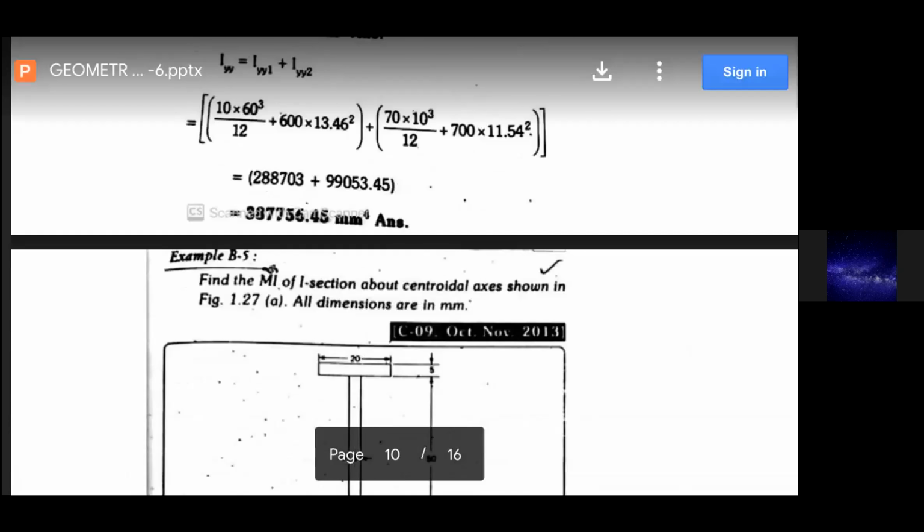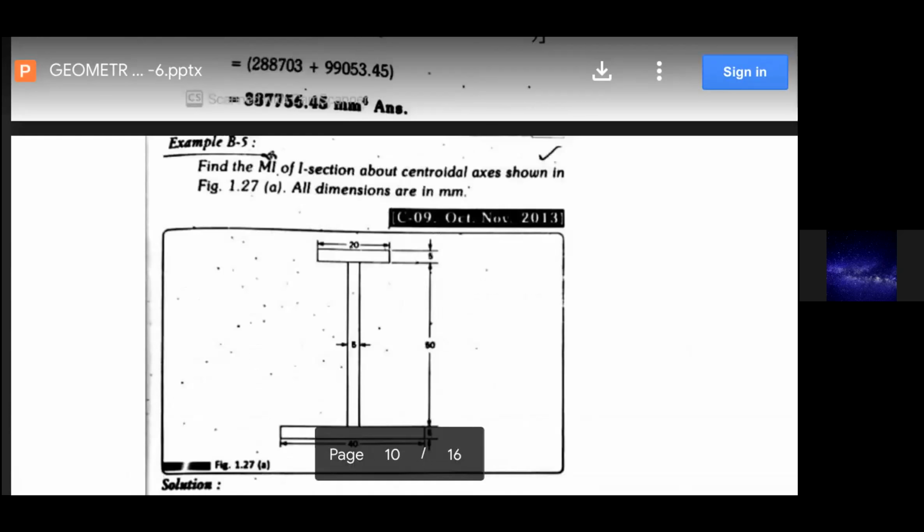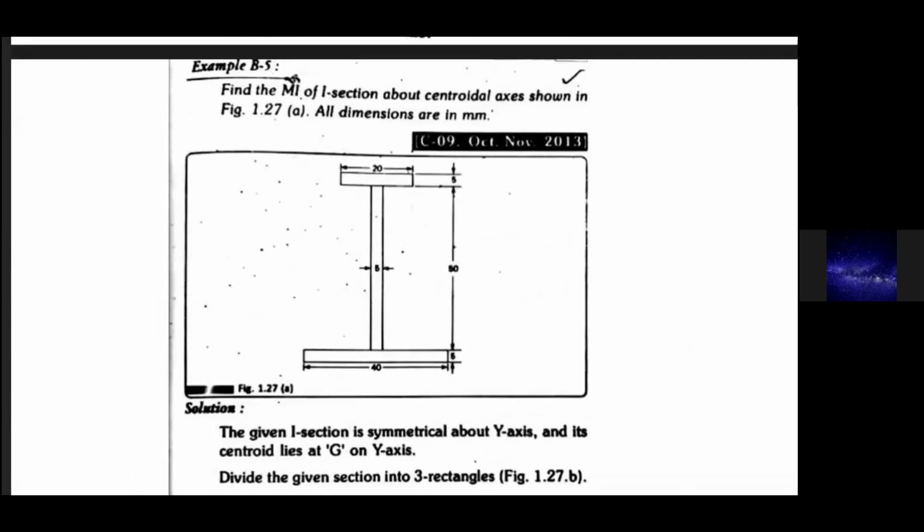Okay, next and last problem. This is also an I section. Find the moment of inertia of the I section about the centroidal axis shown in the figure. All dimensions are in mm. We already solved this, no? Same, you can just practice this one.